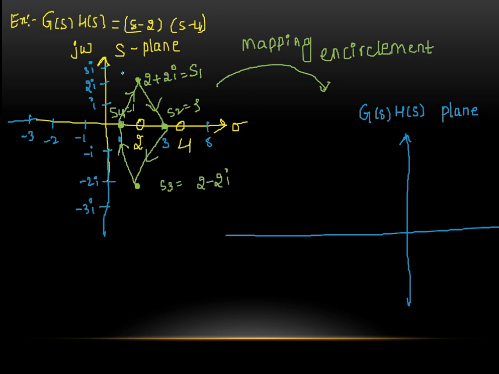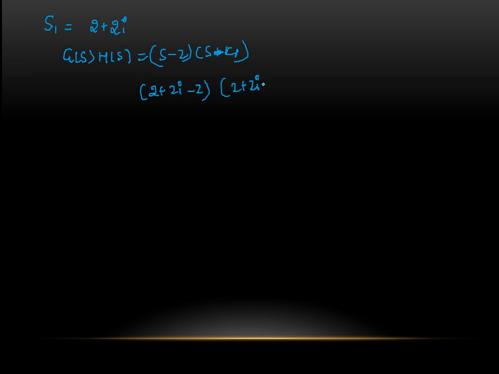So initially the first point is 2 plus 2i. Substitute 2 plus 2i in the given open loop transfer function. So S1 is 2 plus 2i. Then G of S into H of S becomes S minus 2 into S minus 4. In this way only we are mapping. So in place of S, substitute 2 plus 2i: 2 plus 2i minus 2, and 2 plus 2i minus 4.